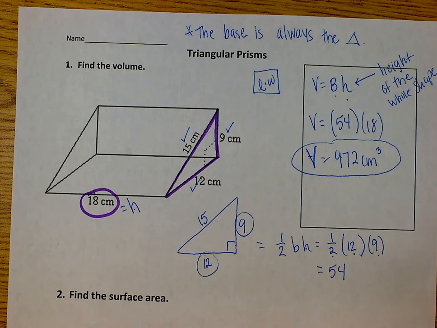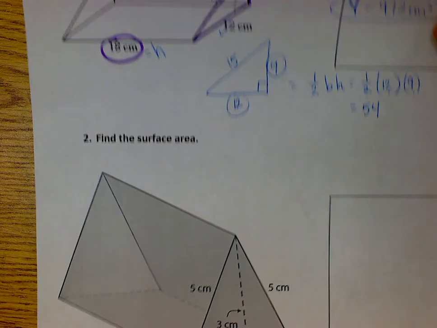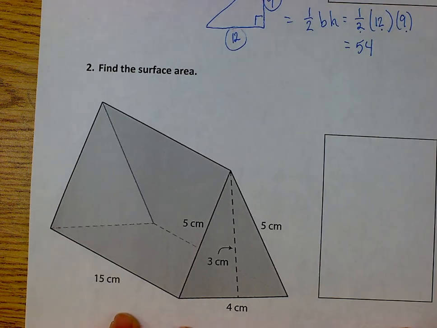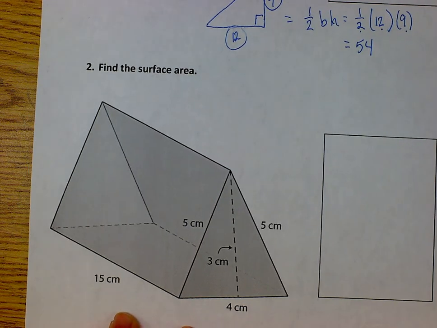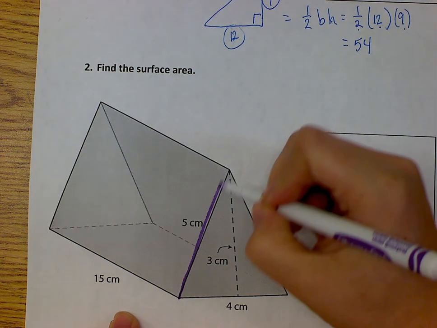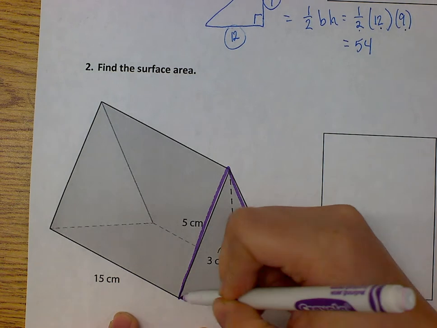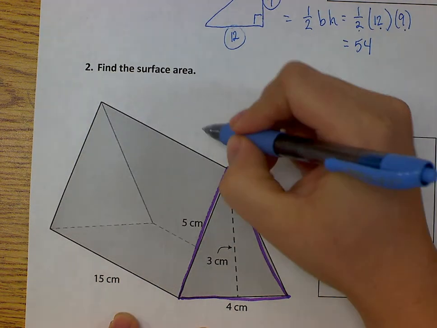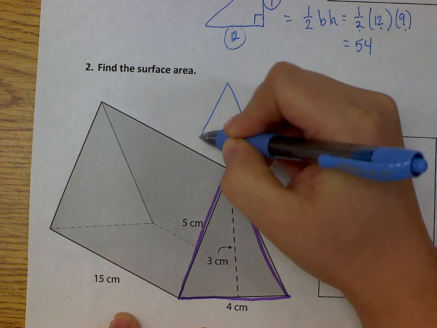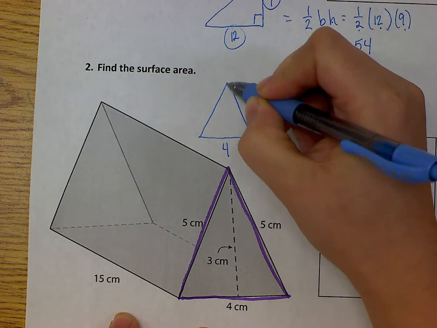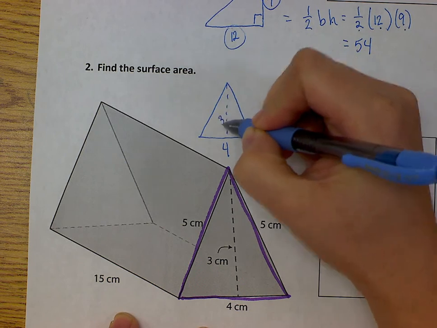Let's go down to number 2. Again, what did we say the base was? Even if it's not sitting on the base, what shape is the base? Good, so our base is this triangle right here. So we're going to draw that triangle and every number that we see with it over to the side. I see that the bottom of that triangle is 4 centimeters, the height of that triangle is 3, and each of its sides are 5.